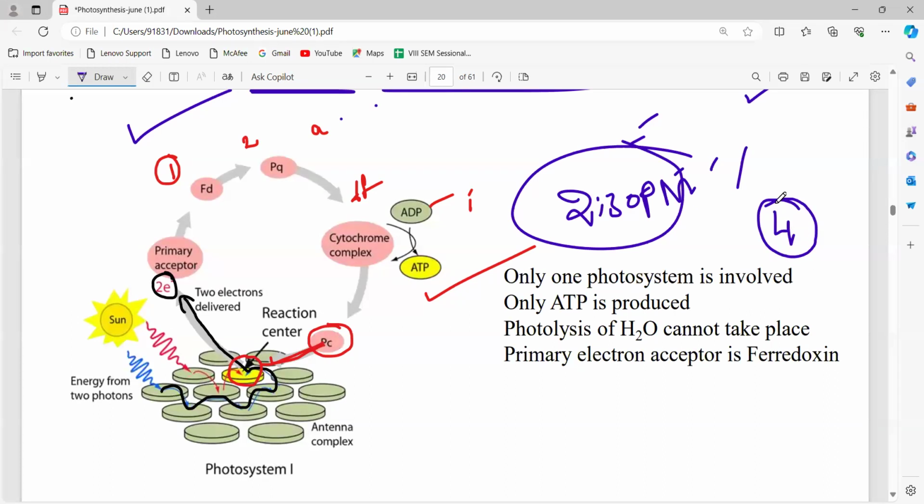And Swati, pheophytin is present in the non-cyclic. That is present in the non-cyclic. We will see that. All right.